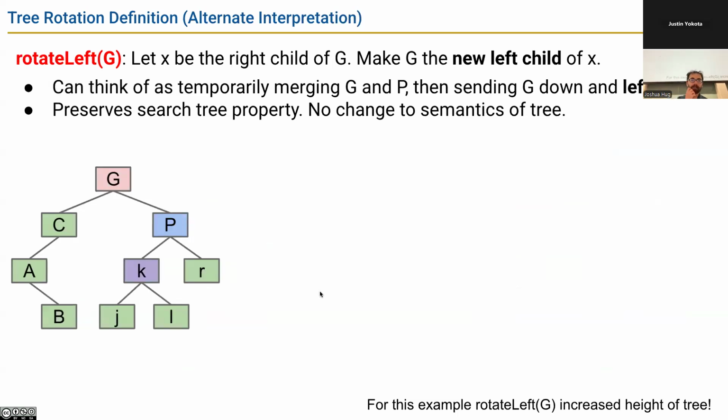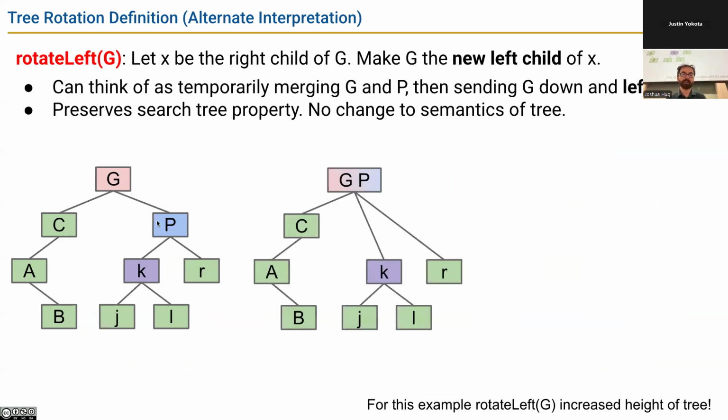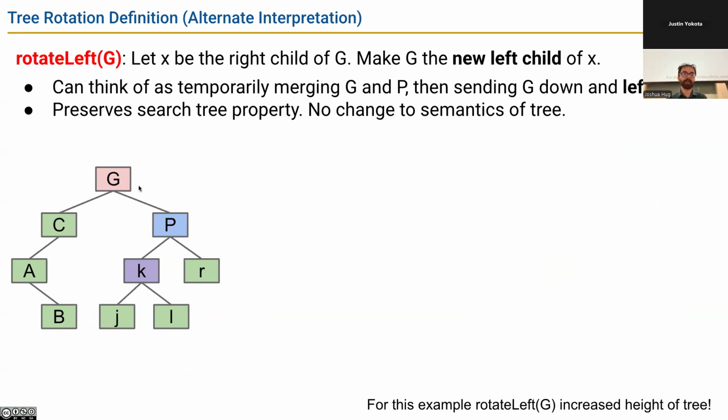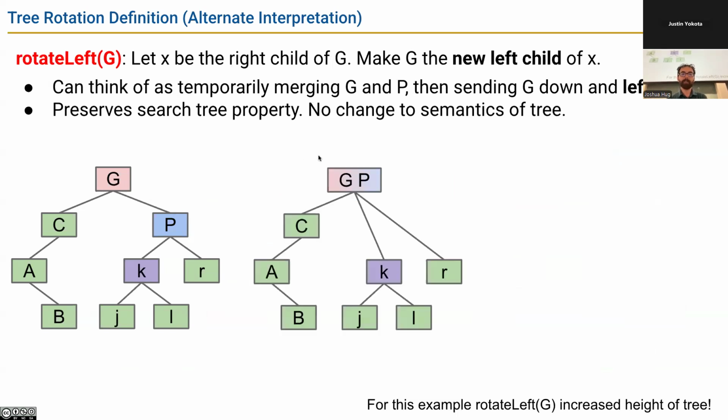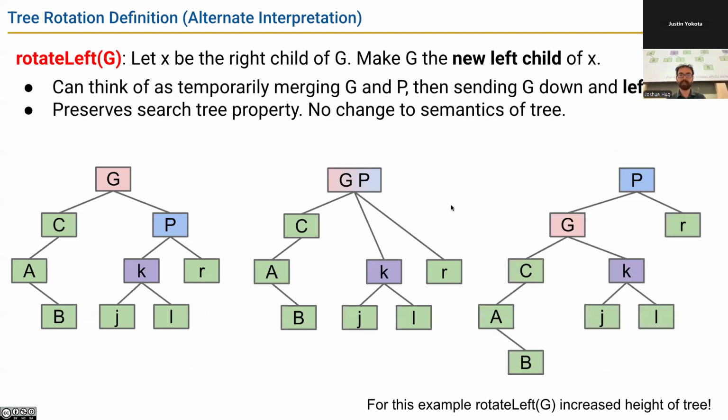Okay. So we can think of it another way if you like. If you don't like this other version, I'm just going to show you a different way of conceptualizing the process. We can think of it as temporarily merging G and P. They come together. So we rotate left G together. So we temporarily merge them together, just like you do with a 2-3 tree. And then we split them back apart. So if you'd like, that's another way to conceptually think.